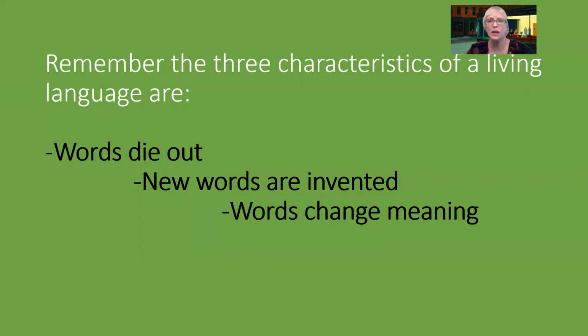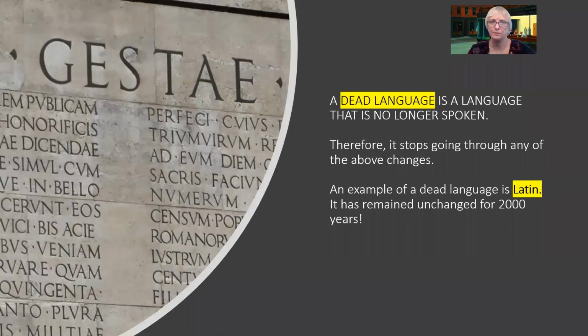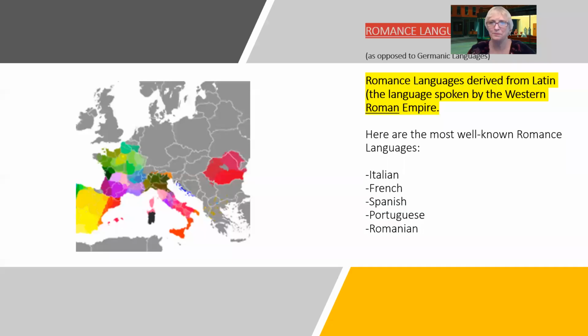So remember those 3 characteristics of a living language. Words die out, words are invented, words change meaning. As promised, a dead language is a language that is no longer spoken. So if a language isn't spoken, it stops going through those changes. It doesn't get new words, words don't die out, words don't change meaning. An example of a dead language is Latin. It died 2,000 years ago and hasn't had any changes since then.